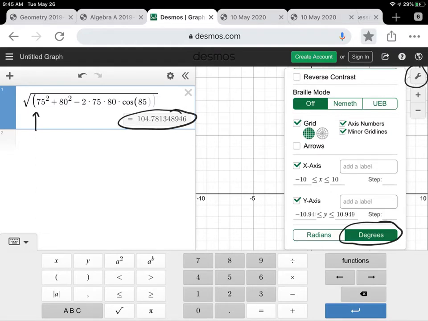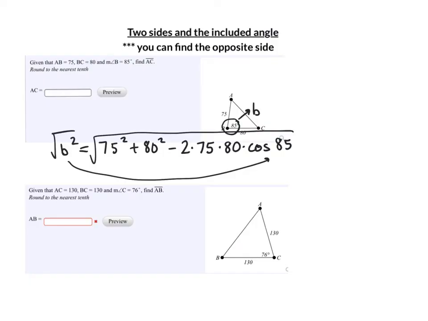And we're going to round that to the tenth, so 104.8. So B equals 104.8.